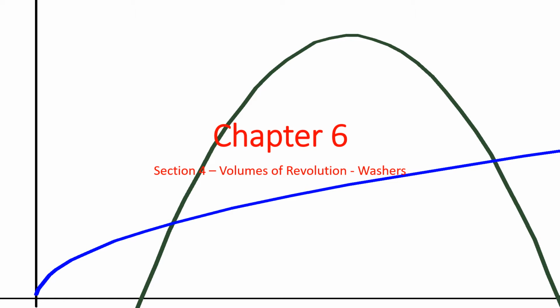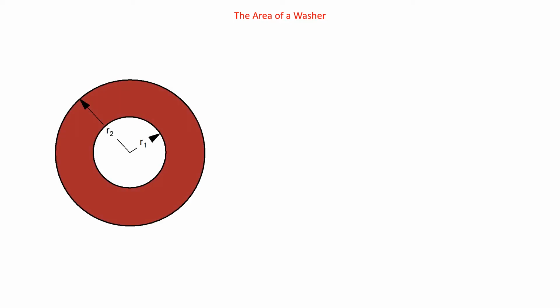And so, to look at this, the first thing we're going to look at is just the area of a washer. What do I mean when I say washer? That's not like a washer as in a washing machine. It's a washer as in nuts and bolts and washers. It's a circle with a circle cut out of the inside.